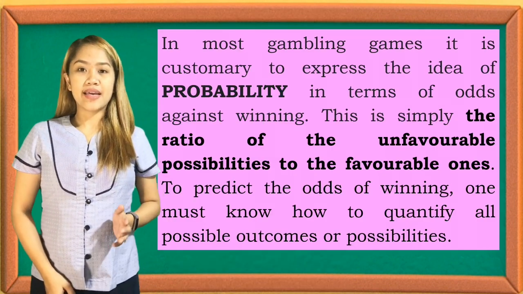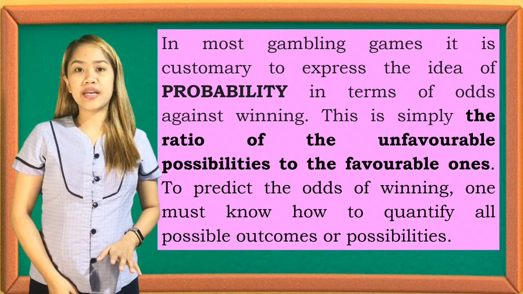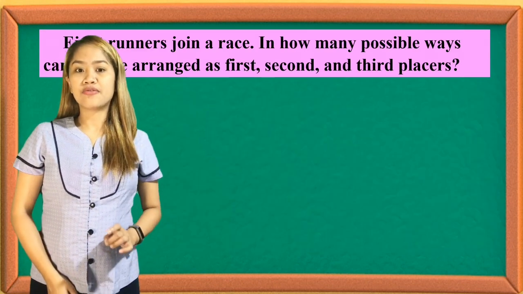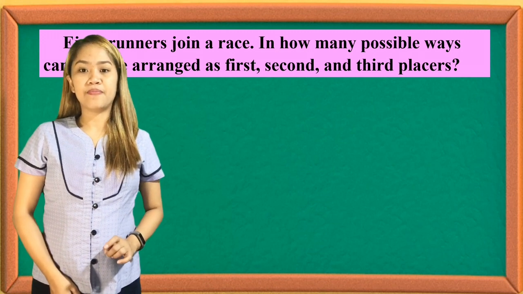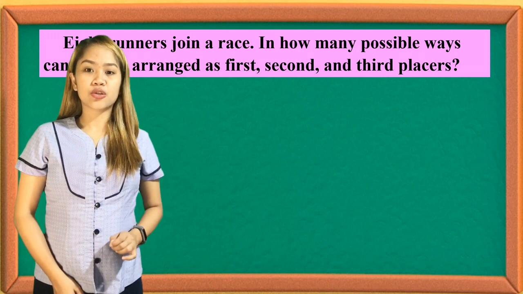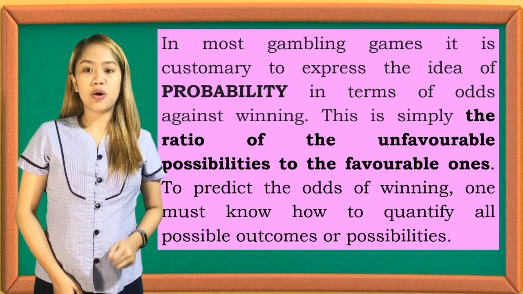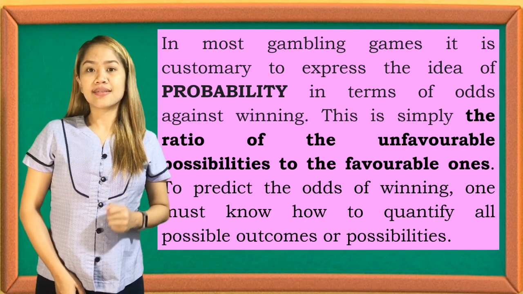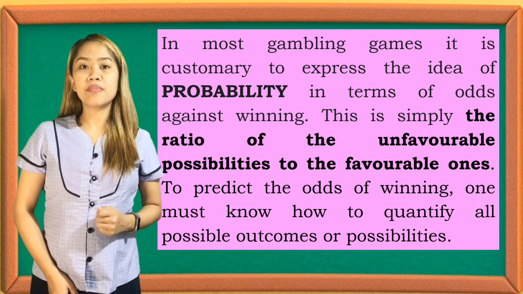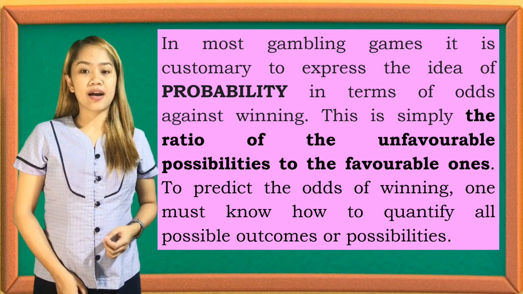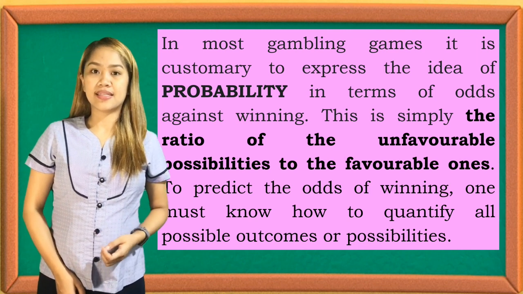In most gambling games, it is customary to express the idea of probability in terms of odds against winning. This is simply the ratio of the unfavorable possibilities to the favorable ones. To predict the odds of winning, one must know how to quantify all possible outcomes or possibilities.